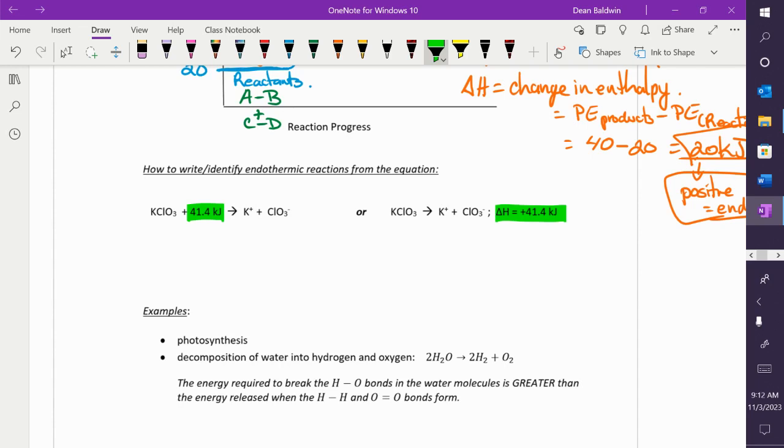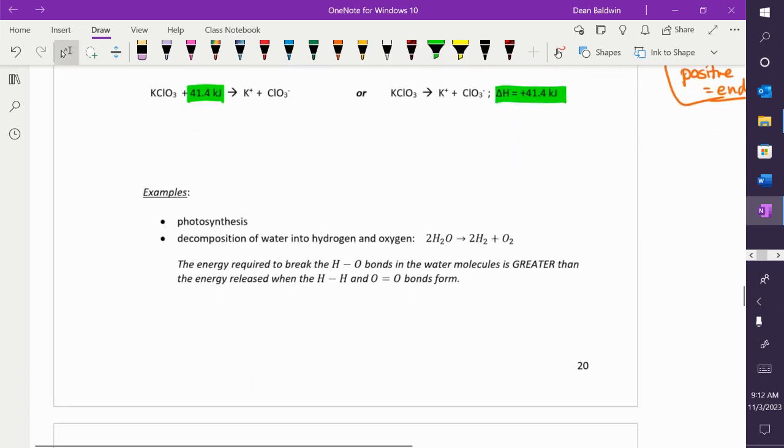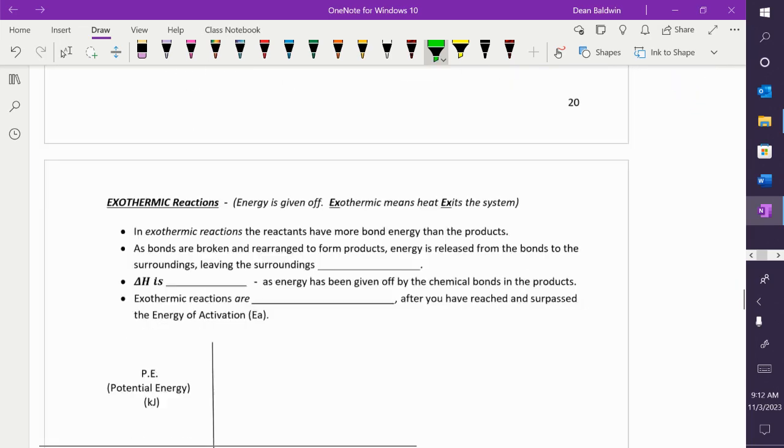Examples of endothermic reactions: photosynthesis takes energy to happen in plants. Breaking water into hydrogen and oxygen is not something that happens naturally, which is a good thing. Spontaneously, I should say. This is going to take energy to happen. We don't want our water decomposing into hydrogen gas and oxygen gas. That would not be good for anything because both of those are highly flammable. All right, so that is endothermic.